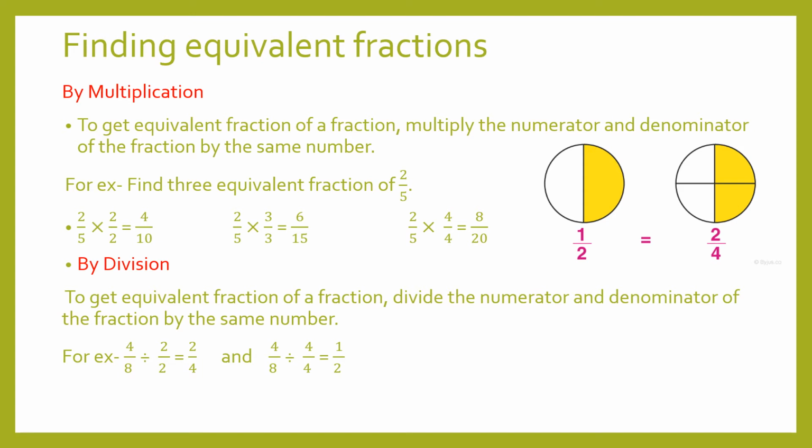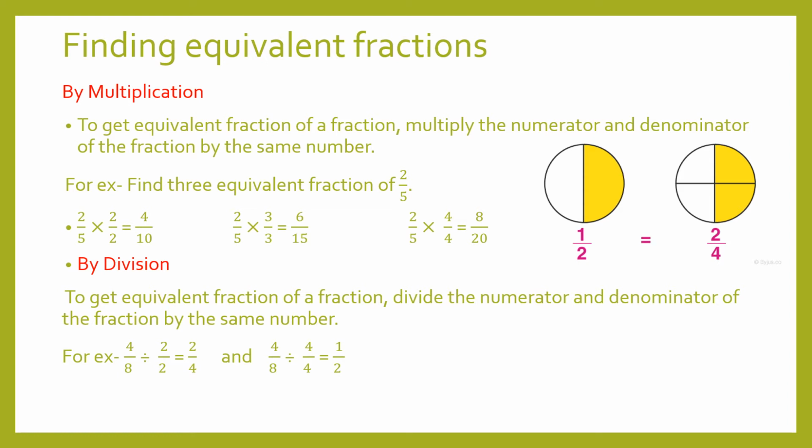Finding equivalent fractions. There are two ways to find equivalent fractions. One way is multiplication and the second way is division. So by multiplication, I will multiply the numerator and denominator by the same number. Here you can see the picture.